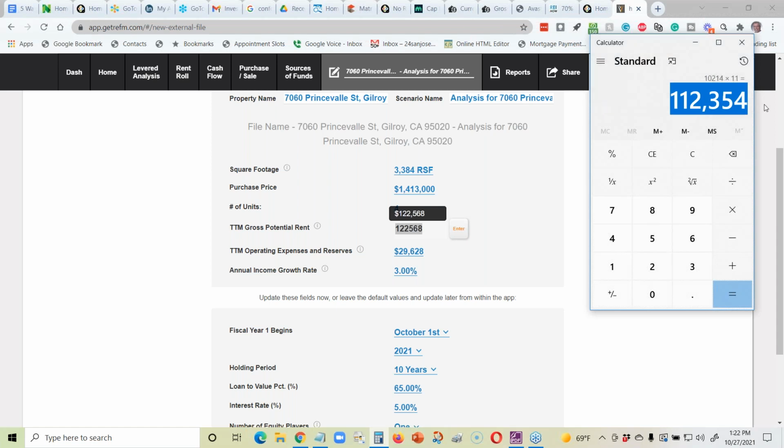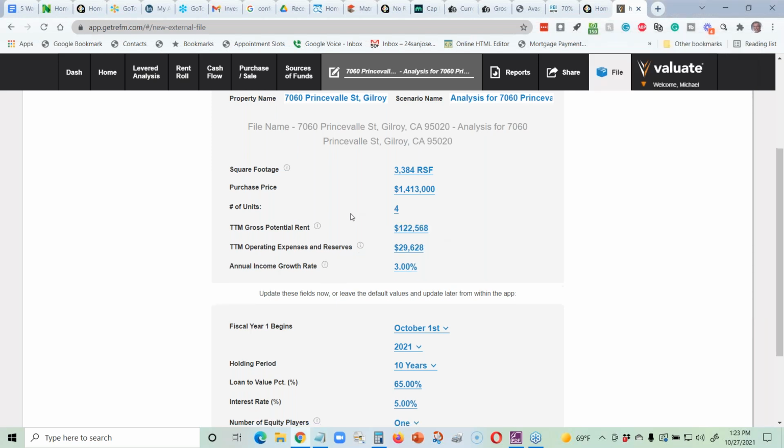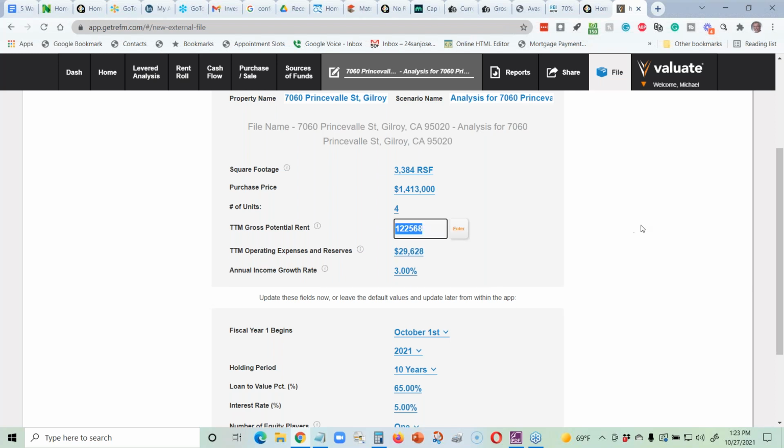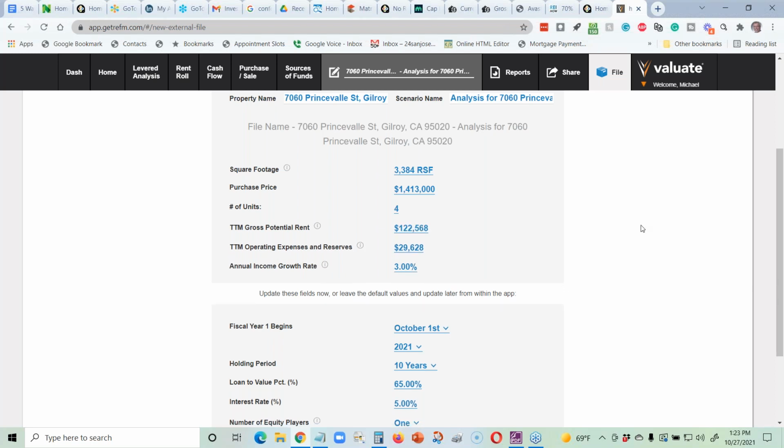112,354. Now, one reason I might do that is because at some point in this process, I'm going to have to come up with vacancies, uncollected rents, and things like that, right? So rather than deducting that later with the vacancy factor, sometimes I just multiply it by 11 months. Now, to deduct 1 month as a vacancy is about 8%, which could be a little bit high. But either we're going to need to put that in vacancies later, or here we could just make it 11 months, 11 and a half months, right?